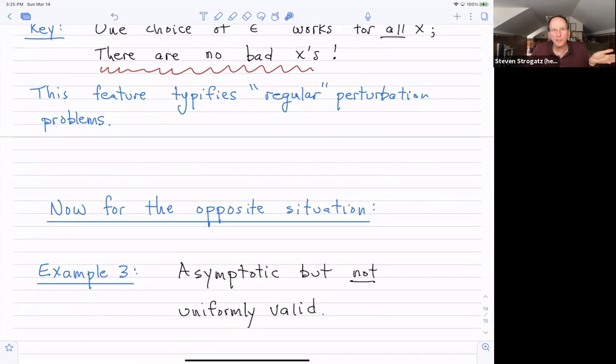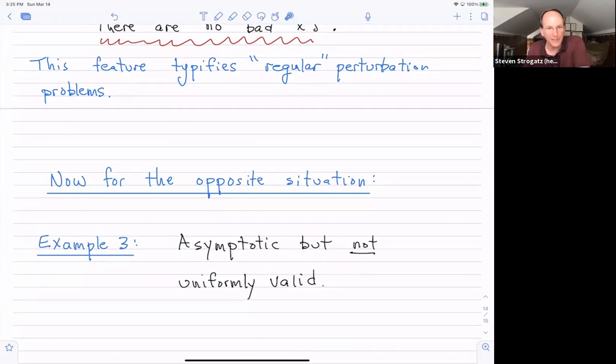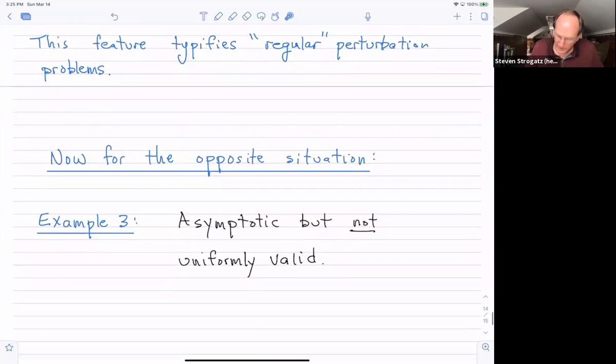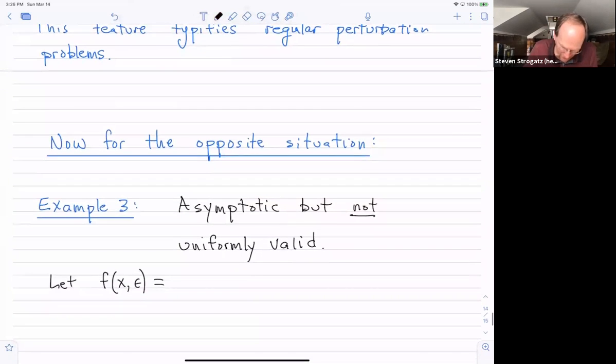Well, sometimes we have an approximation that's asymptotic, but not uniformly valid. There are bad x's. And here's an example of such a thing. We'll be spending several lectures on this in the next few lectures. So example 3, suppose I'm just looking at a function like this. Let's consider this function. f of x and epsilon is the function x plus e to the minus x over epsilon. Consider this guy.